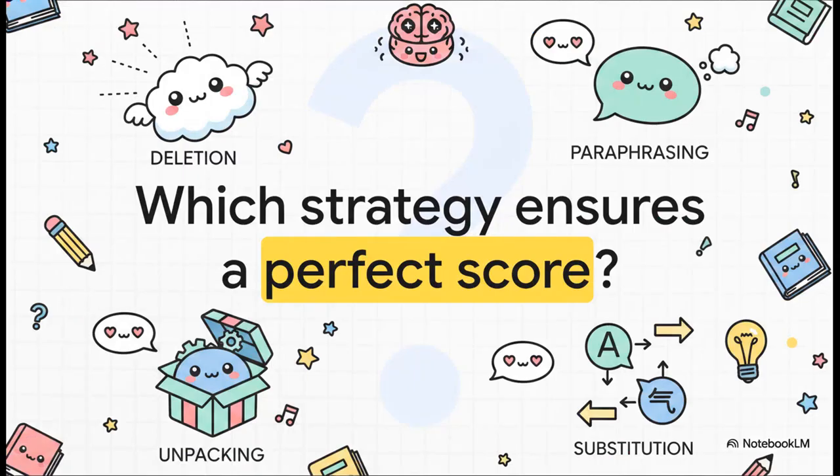So I'm going to leave you with this final thought. The next time you face a massive linguistic mismatch, you don't need to panic. You just need to open your new mental toolkit. Which of these translation strategies, deletion, paraphrasing, unpacking, or substitution, will you deploy to turn that confusing sentence into a perfectly translated full marks answer? Keep studying smart, trust the strategies, and you're going to do absolutely great.